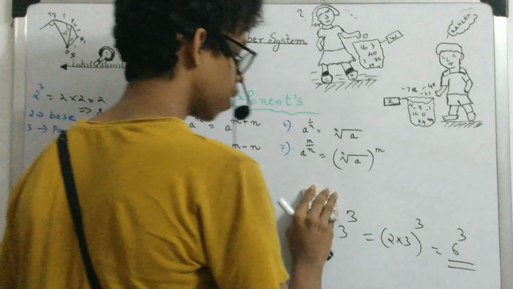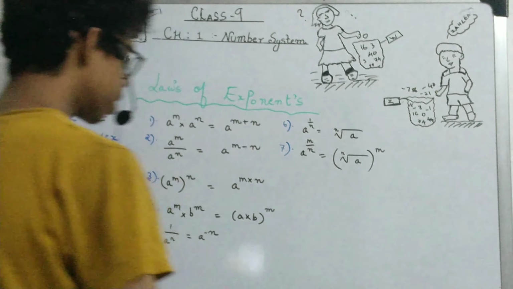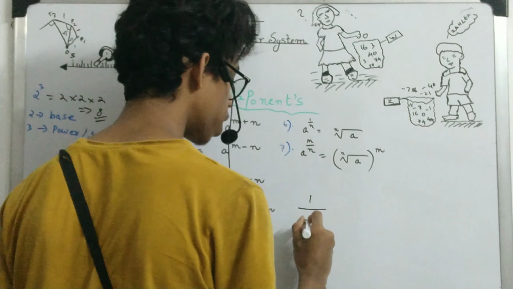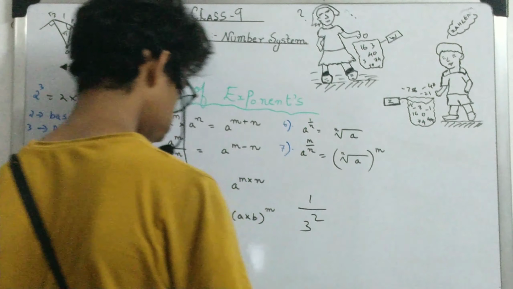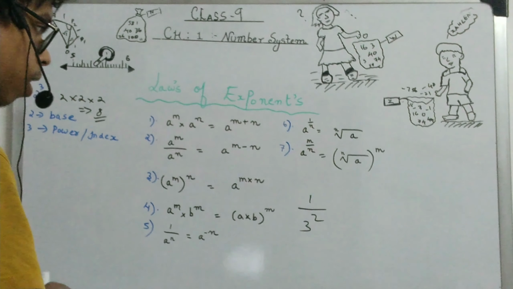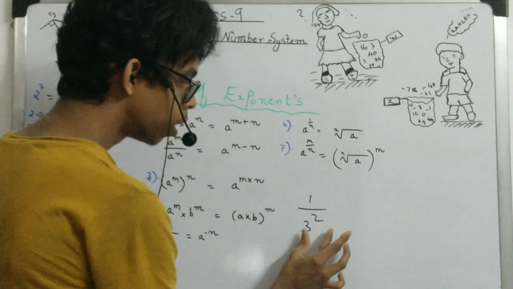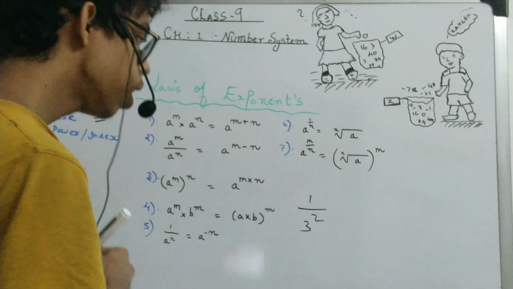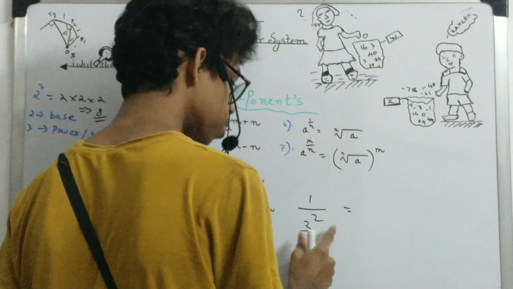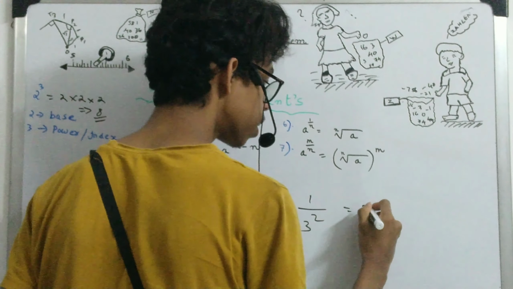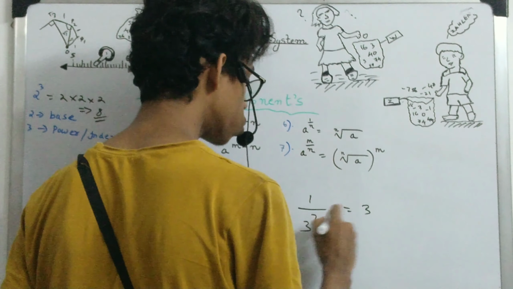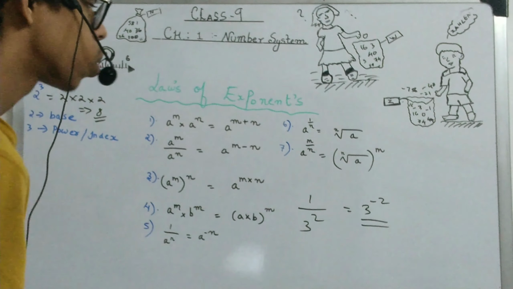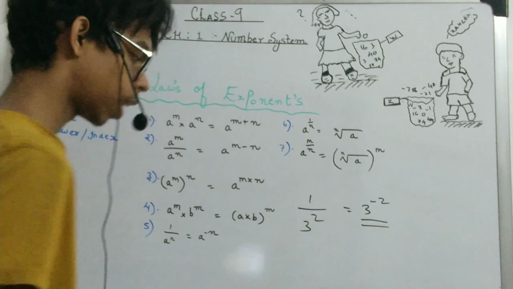All these four identities you have learned in your lower classes. Now just see the fifth one. For example, if I write 1 by 3 square, now if I want to bring this 3 square to the numerator, this 3 square is in the denominator. When I bring it to the numerator, that 3 will remain as it is, while this 2 becomes negative. So I will get the answer as 3 raised to minus 2.